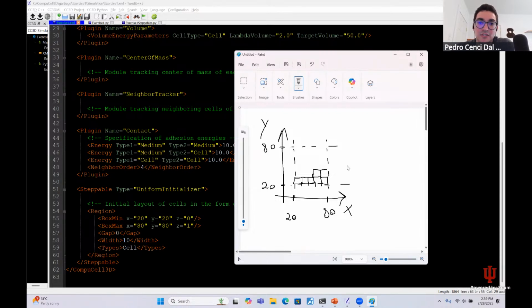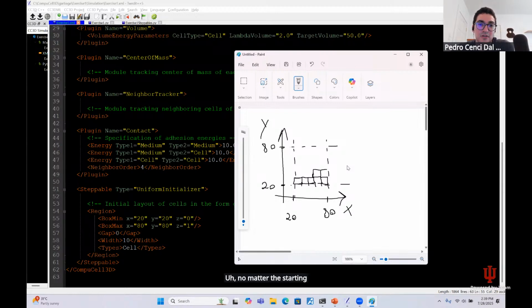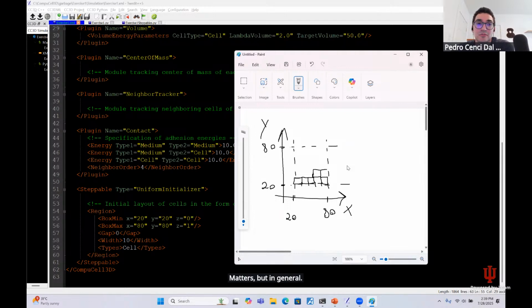And how does that tie to the actual volume of the cells? It does not. The initial condition doesn't play a big role in the steady state of the cell. No matter the starting volume of the cell, I mean, there are some situations where it matters, but in general, the starting volume of the cell doesn't matter for the steady state volume of the cell.